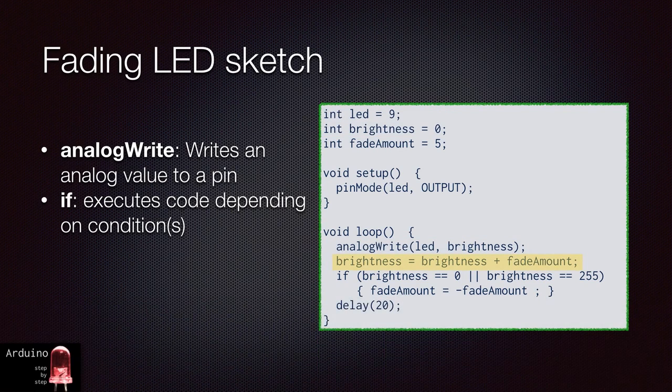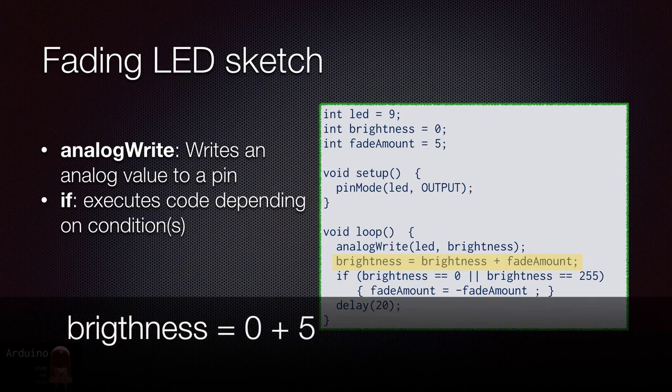The next instruction, we calculate a new value for the brightness. The new brightness is equal to the old brightness plus the fade amount, the value stored in another global variable that we set to be 5 in the very start of the program. So the first time the program runs, this instruction will look like this: brightness = 0 + 5. Therefore, brightness will now become 5.